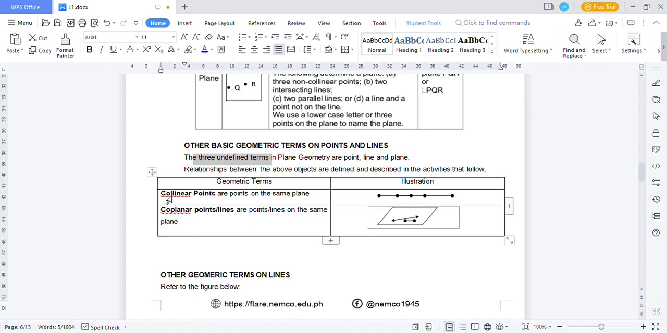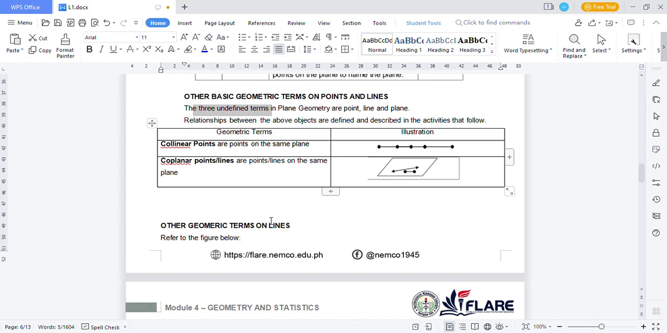So, we have collinear points. These are points on the same line. The coplanar points or lines, these are points or lines on the same plane. Okay? These are points or lines that are on the same plane.